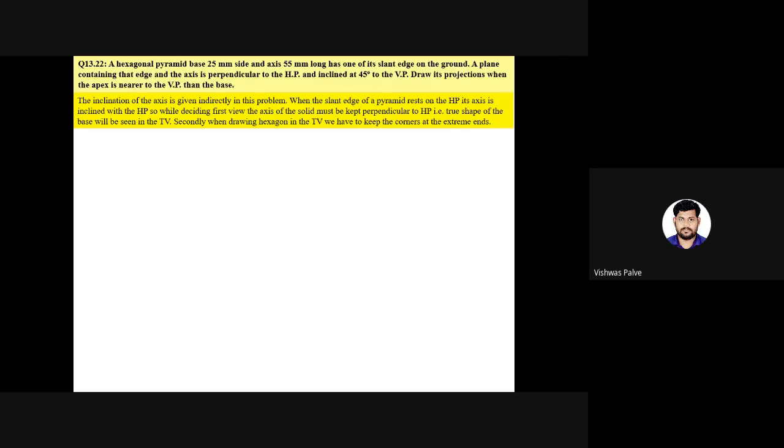The inclination of the axis is given indirectly in this problem. When the slant edge of the object is resting on HP, its axis is inclined to HP. So while deciding the front view, the solid must be kept perpendicular to HP.